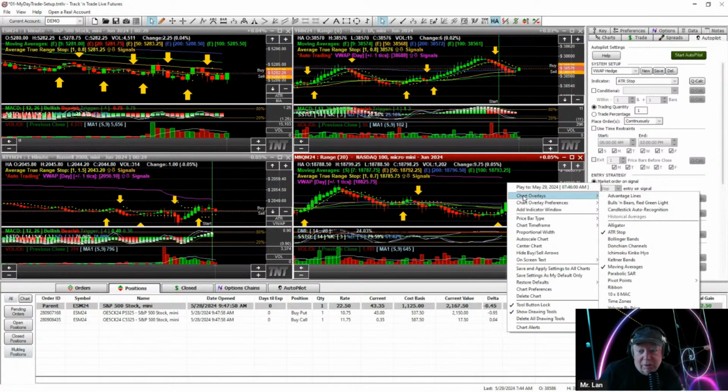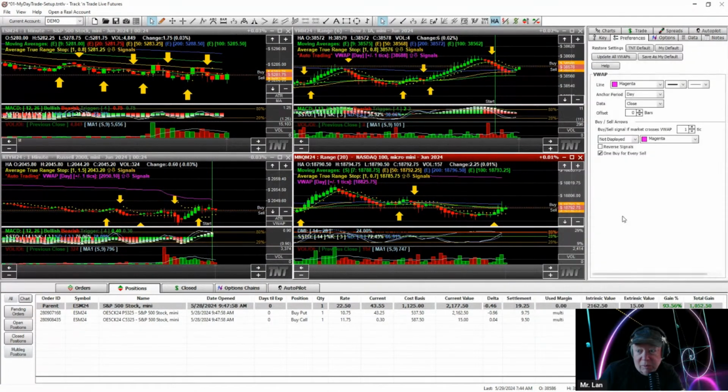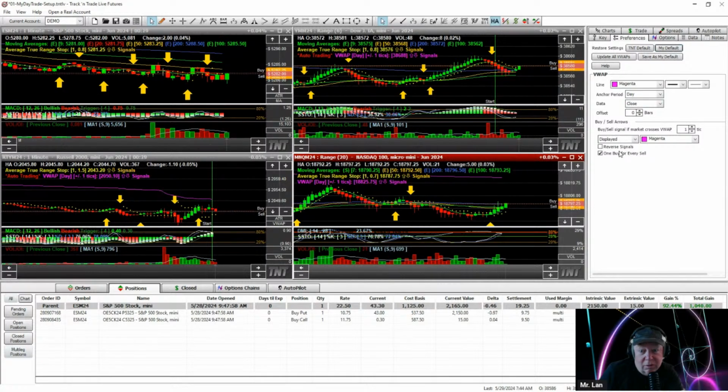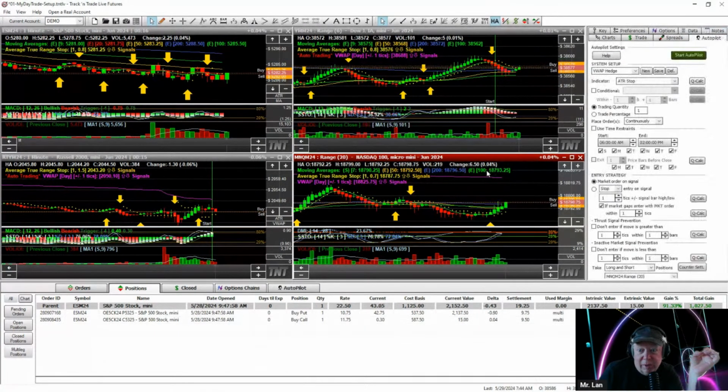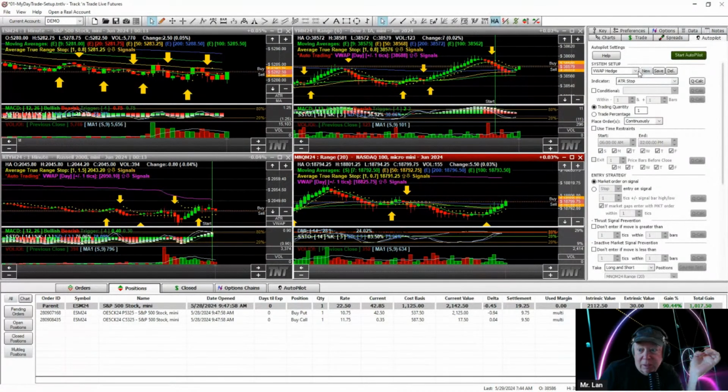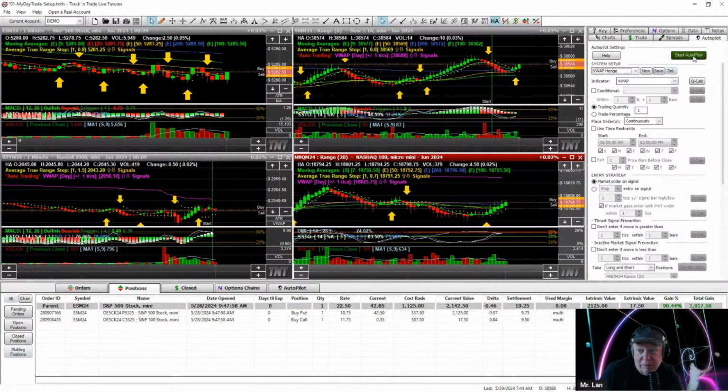Let's go see what the VWAP's doing over here. Preferences. VWAP. My defaults. Oh, so that has to be displayed. Okay. So now we're going to come back over to the autopilot. I think that was the problem. VWAP hedge. There we go. Okay, now it's selected VWAP, start the autopilot.